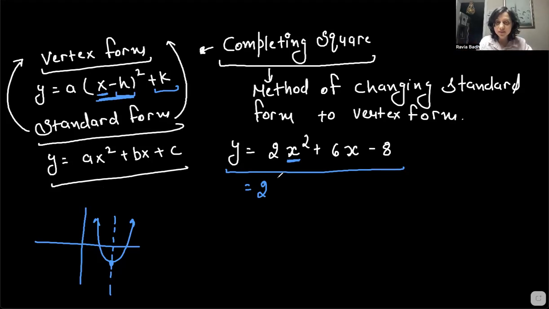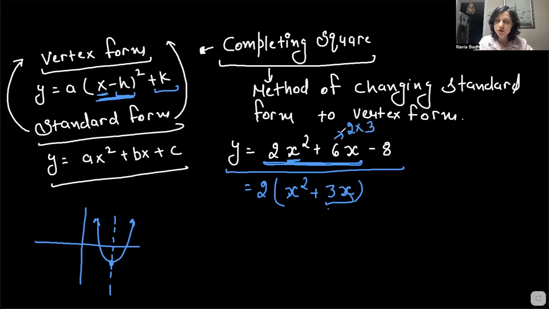So I'll bring this 2 common from these two terms, right? From 2x squared and 6x, I'll take 2 out. So when 2 comes out, what will I be left with? I'll be left with x squared plus 3x. Is it good? How am I left with 3 here? From 6x, 6 can be written as 2 times 3.